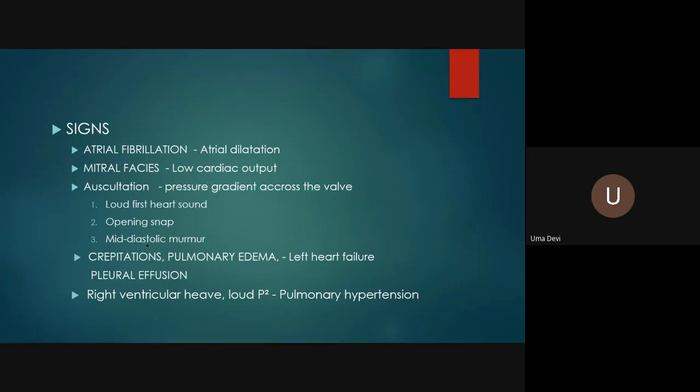Now, what are the signs you are going to see? We will go in order: inspection, palpation, percussion, and auscultation. On inspection, the apical impulse will be normal in position. As I said, the LV is not involved in isolated pure mitral stenosis. Suppose there is pulmonary hypertension, on palpation you may get a loud P2, and a mid-diastolic thrill may be present. And what is this mitral facies?